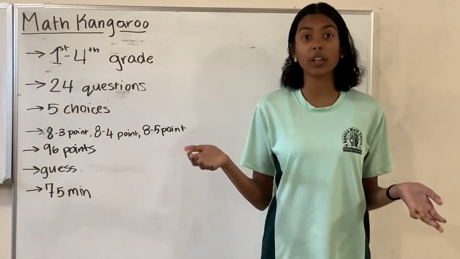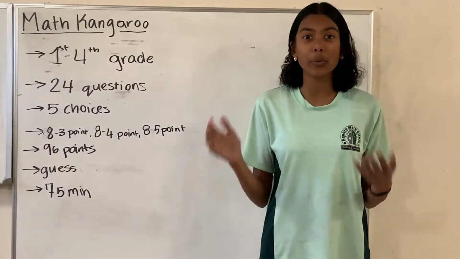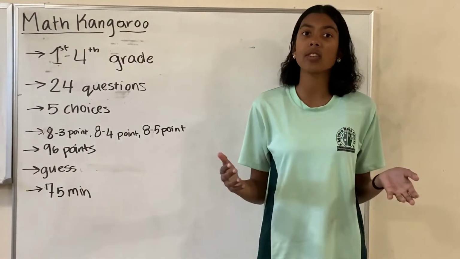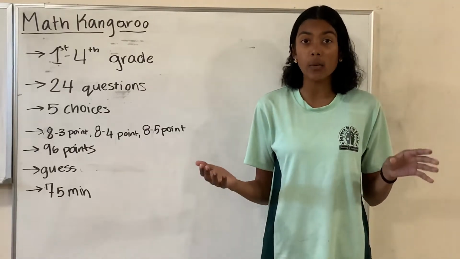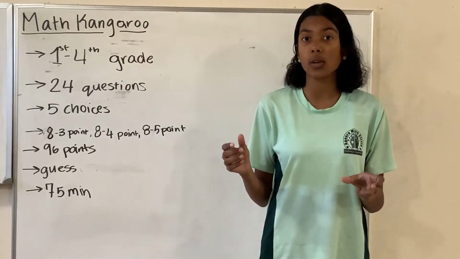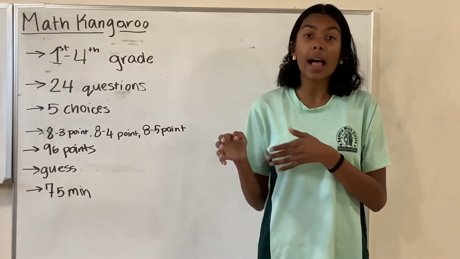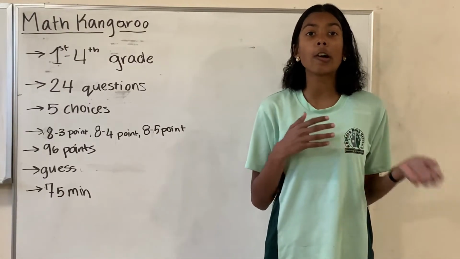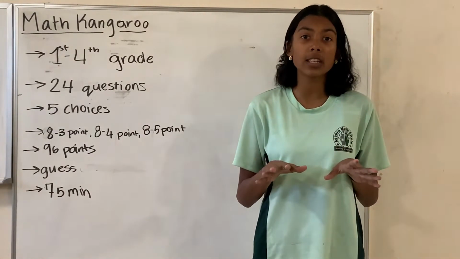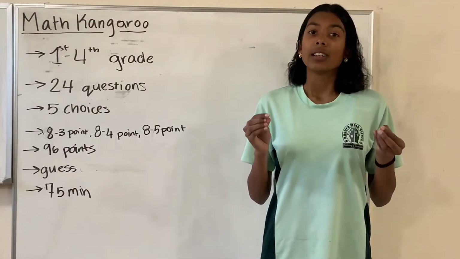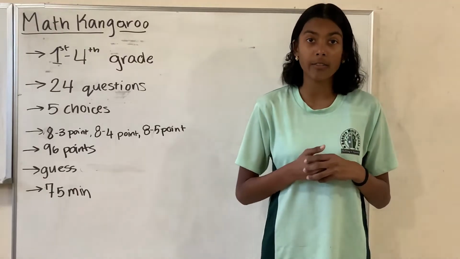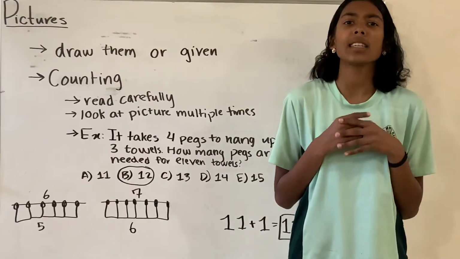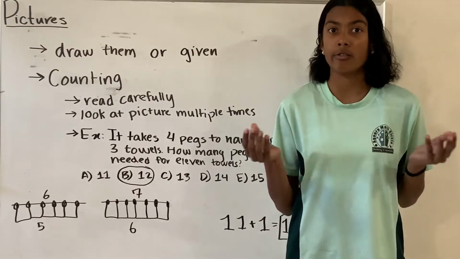For the first 4 grades, 1 through 4, there's only going to be 24 questions, and you have 75 minutes to solve those 24 questions. The first 8 questions are 3 points, and then the next ones are 4 points, and then the last 8 are 5 points, for a total of 96 points. You can't use a calculator, and if you don't know an answer, guess, because there's a 20% chance you'll get it right. So as I said before, a majority of Math Kangaroo is pictures.